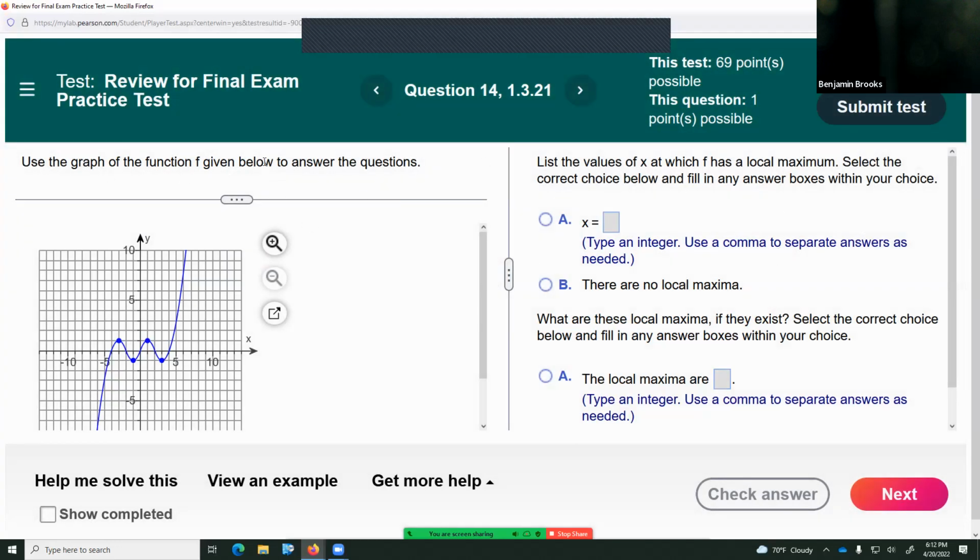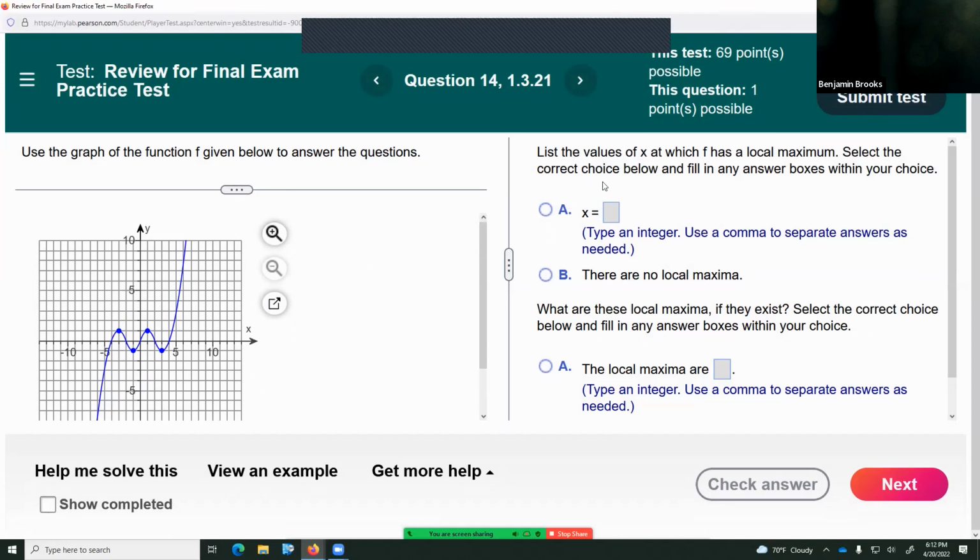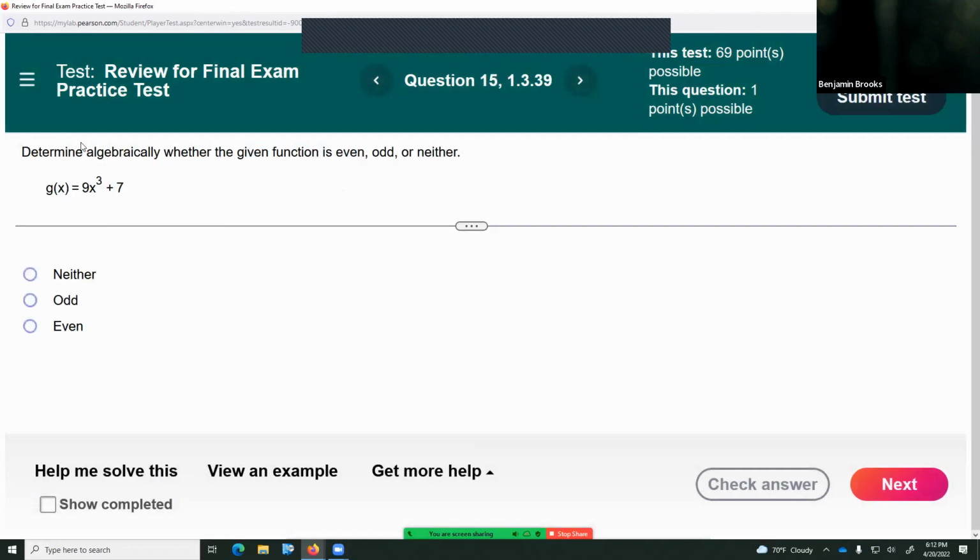Use the graph of the function f, given below, to answer the questions. Local max, local min. I'm not going to go through this, but remember, local maximum means it's like at the top of the hill. Remember, minimums mean the bottom of the value. I remember that. All right, so yeah, that's local max and min.